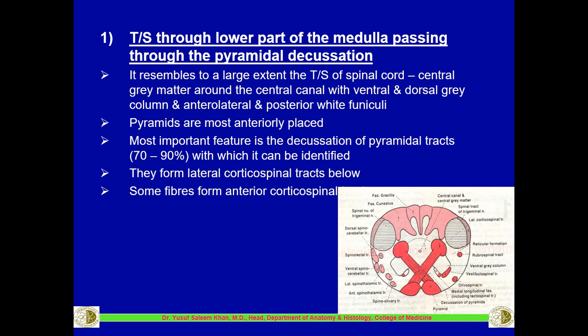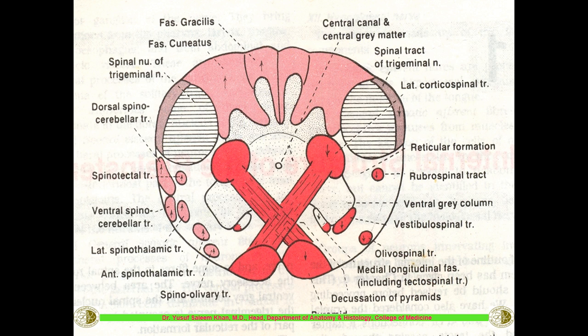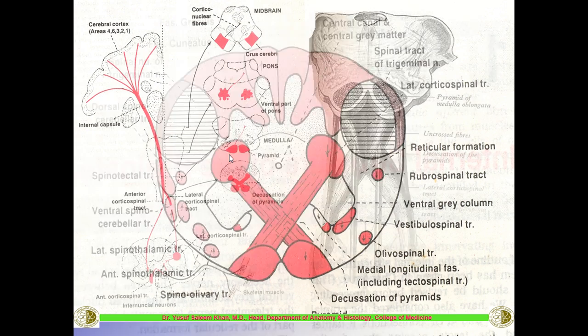Some fibers don't cross and remain on the same side, and then they form the anterior corticospinal tract. Somewhere here will be the anterior corticospinal tract. It can be much more clearly appreciated in the spinal cord. So here you can see these are the two pyramids, and here are the fibers crossing from one side to the other side, and then they form the lateral corticospinal tract.